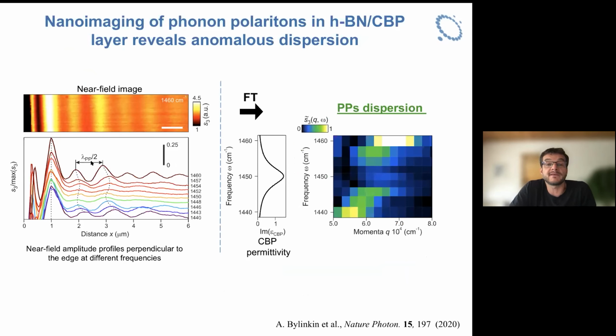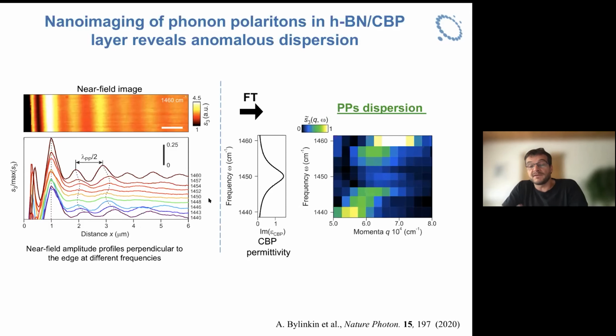We get these images and the line profiles you see here, and they are taken in very narrow spectral distances. We see that with increasing frequency, the polariton wavelength decreases, but then suddenly around the molecular resonance, we see that the wavelength actually starts to increase before it decreases again. And this is a classical observation of anomalous dispersion that we know from standard optics. But now we see this anomalous dispersion induced by the coupling of molecular vibrations with these phonon polaritons.